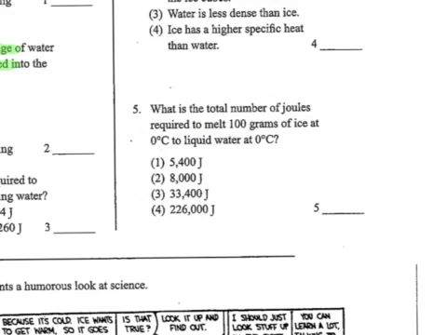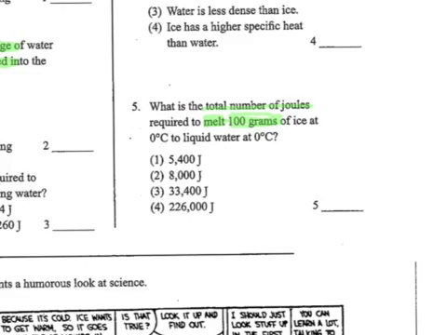Question number 5. What is the total number of joules required to melt 100 grams of ice at 0 degrees to liquid water at 0 degrees? So again, we're talking about 0 degrees to 0 degrees. That's no temperature change. That means that we're talking about a phase change. Our phase change is melting, and we are melting 100 grams. Now remember, before on one of the other questions I had stated that sometimes they will give you the same kind of question, but they will give you a mass. So in this instance, you need to multiply the energy that goes into melting the ice by 100 grams in order to find out what that total number of joules are that are required.